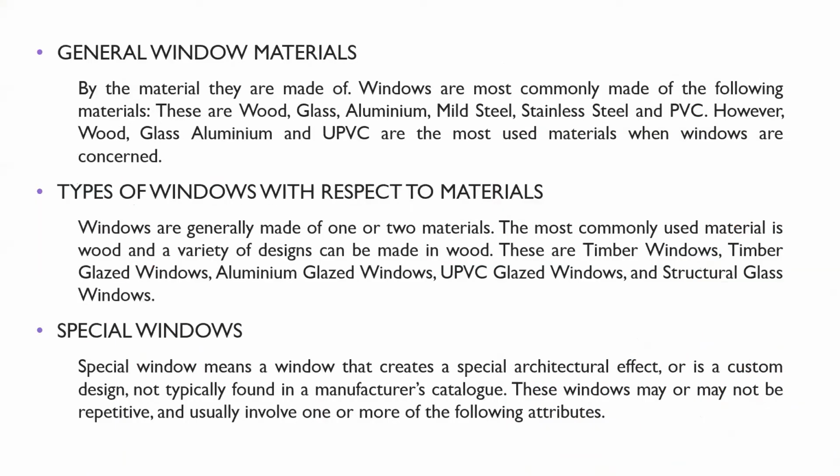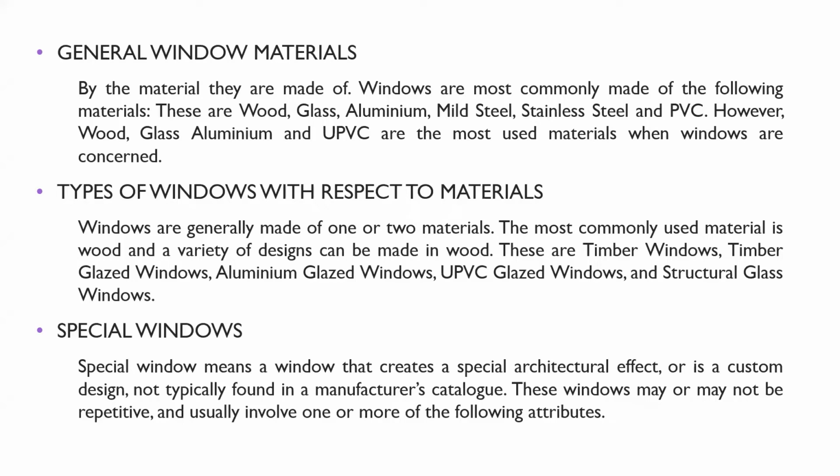General window materials. By the materials they are made of, windows are most commonly made of the following: wood, glass, aluminum, mild steel, steel, and PVC. However, wood, glass, and UPVC are the most common materials with which windows are constructed.